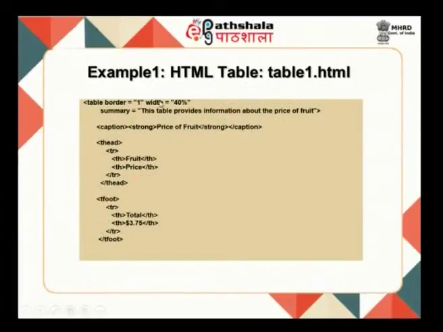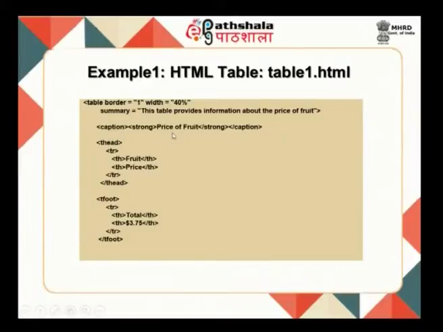And then here we can see a small example making use of a table. There is a table tag, and it has an attribute called border. It is given a numerical value of 1. By default it is 0, so you can specify a value of 1, and the width is now 40% of the entire document. And then here you can see that the table has a caption.